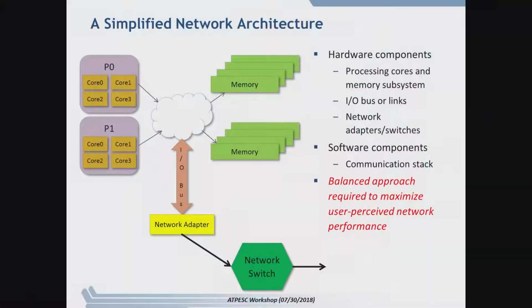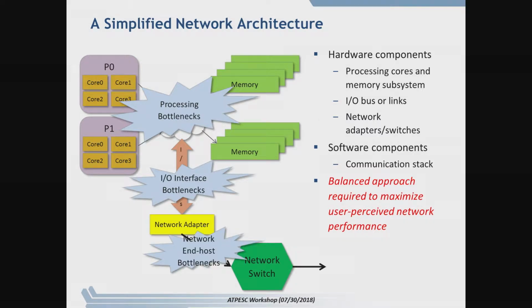So this is a simplified diagram of what a machine might have looked like 20 years ago or so, where you've got your CPUs, you've got your memory, you've got some I/O bus that your network adapter is connected to, and then that goes out onto the greater network as a whole. And all of these points introduce potential bottlenecks into the system.